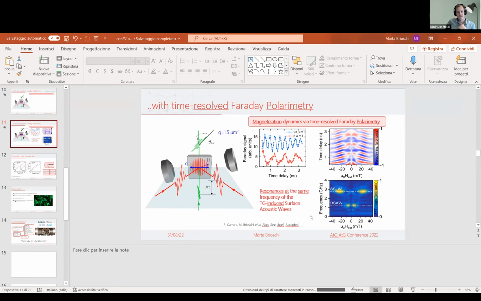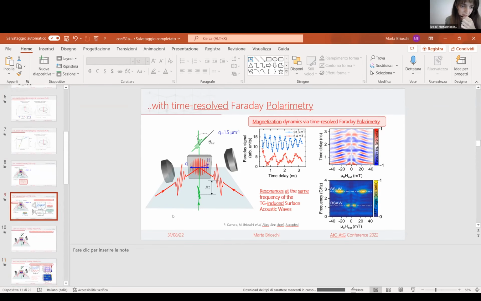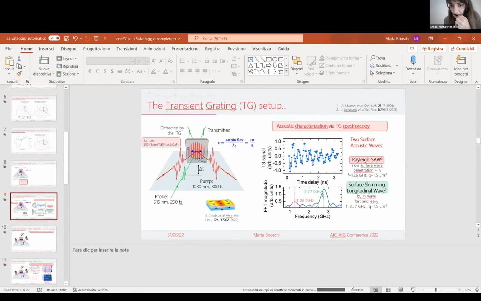Can you maybe remind us what the two abbreviations are? Because you mentioned the names, but I like to have pictures. Sure. You can see how things move. This is the surface skimming longitudinal wave, which is the faster one that we observed. And then it's the Rayleigh surface acoustic wave, the slower one.